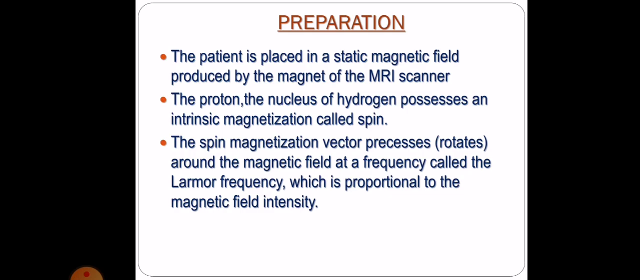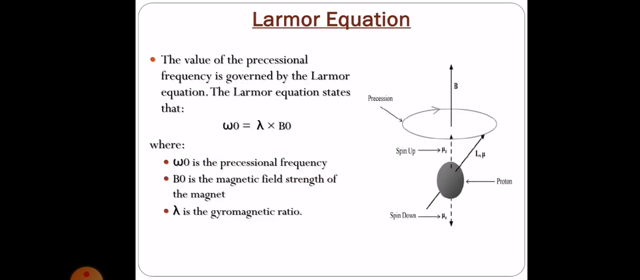So the spin magnetizing vector precesses around the magnetic field at a frequency called the Larmor frequency. This is the most important here. Larmor frequency is an exam prospect also. This is important. We will know about the Larmor equation here.